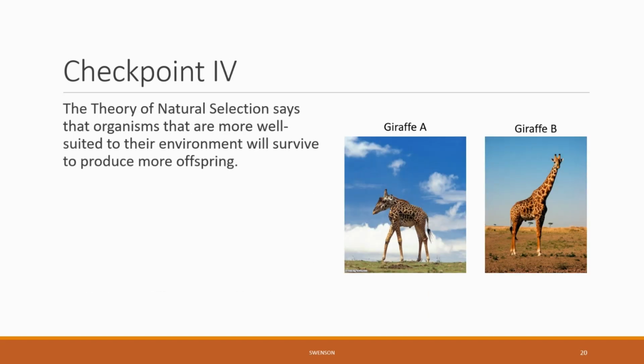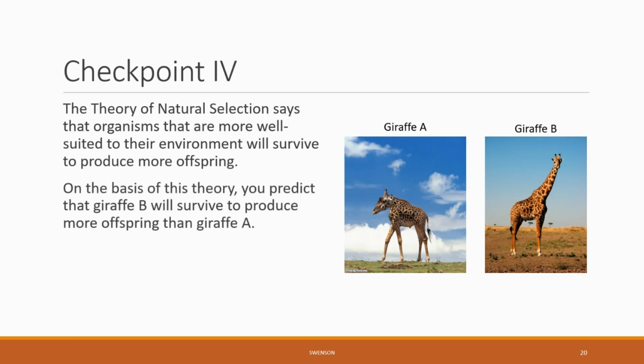Checkpoint 4. The theory of natural selection says that organisms that are more well suited to their environment will survive to produce more offspring. On the basis of this theory, you predict that giraffe B will survive to produce more offspring than giraffe A. This is an example of what type of scientific reasoning?